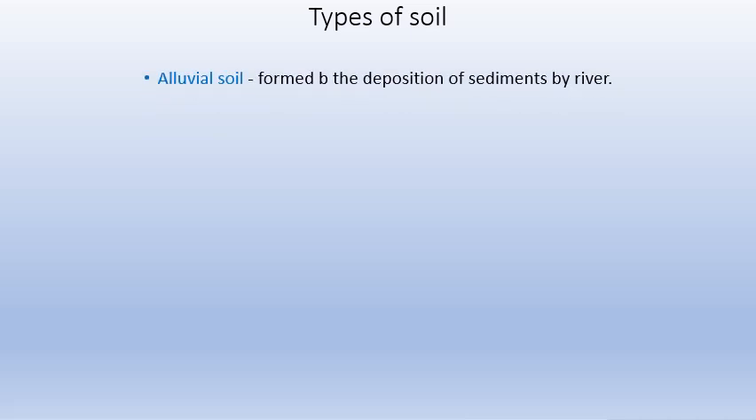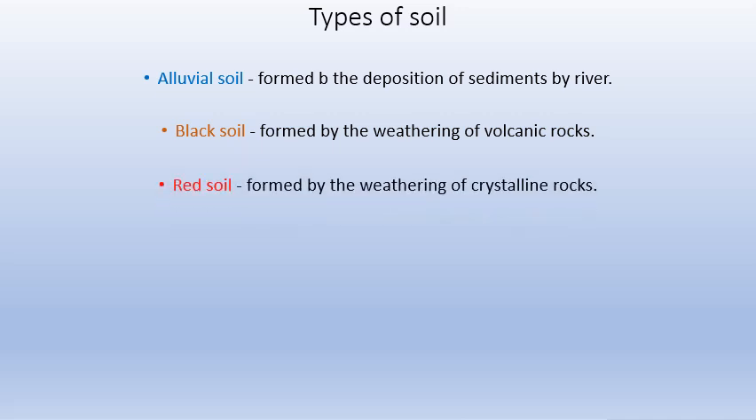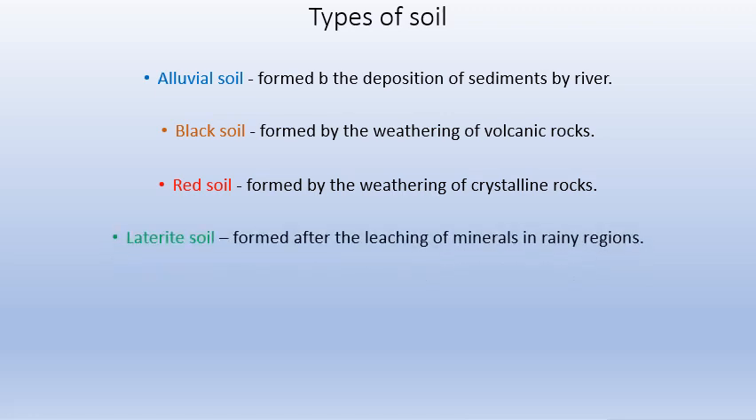So we're going to start with the types of soil. Number one, we'll be learning about alluvial soil, which is formed by the deposition of sediments by a river. Number two, we'll be learning about black soil, which is formed by the weathering of volcanic rocks. Then we'll be learning about red soil, which is formed by the weathering of crystalline rocks. And at last, we'll be learning about laterite soil, which is formed after the leaching of minerals in rainy regions. So these are the four major types of soil.